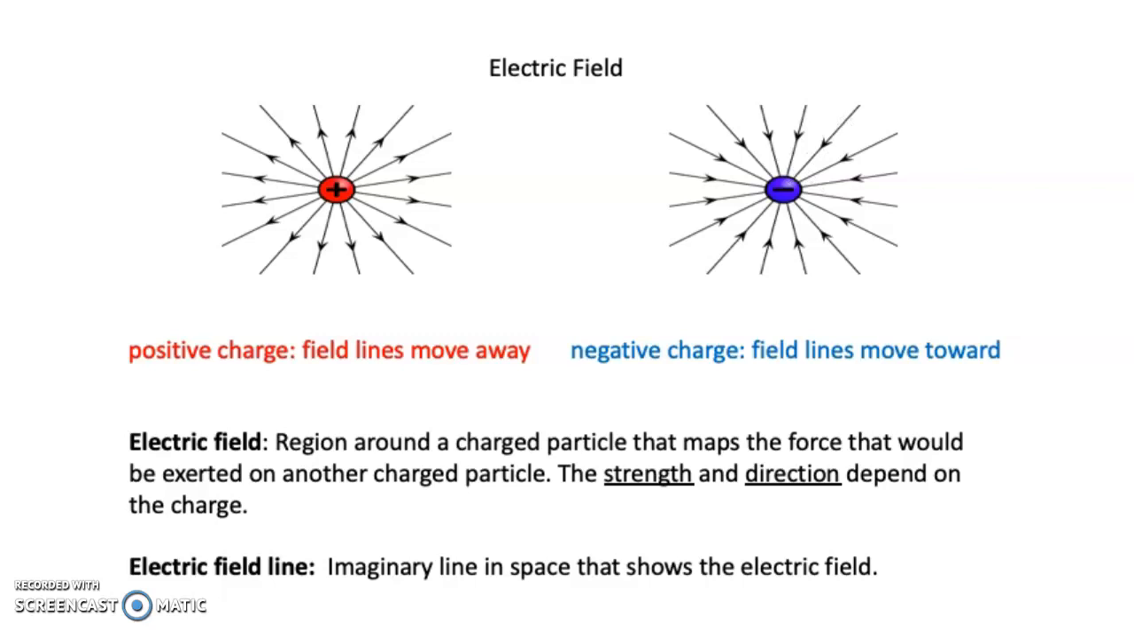The strength and direction of the field lines depend on the charge. So a greater magnitude charge will have more dense field lines. If you can imagine, a larger value of a charge will have more field lines. And this means that there's a stronger field.